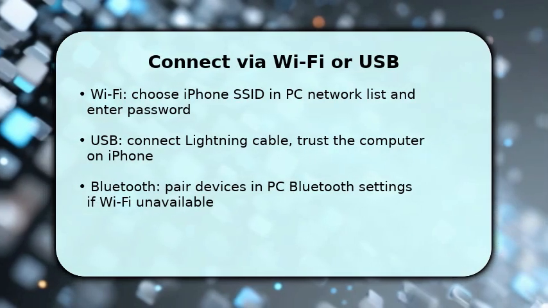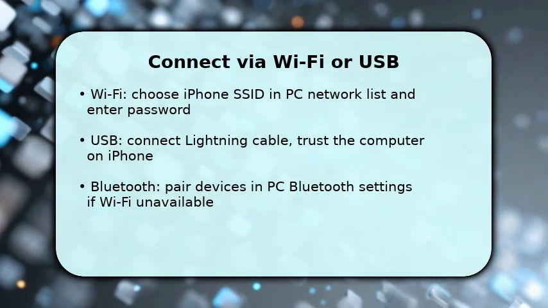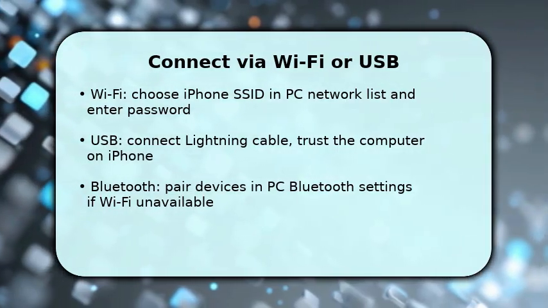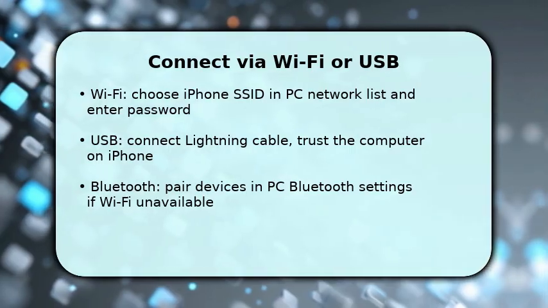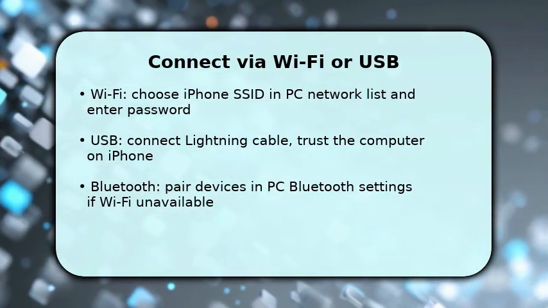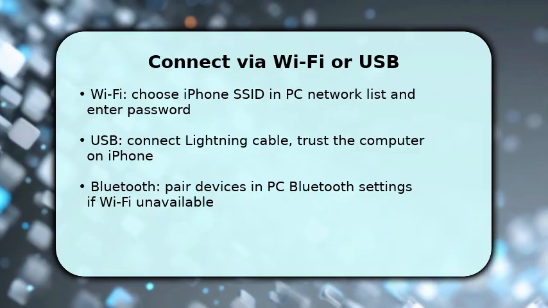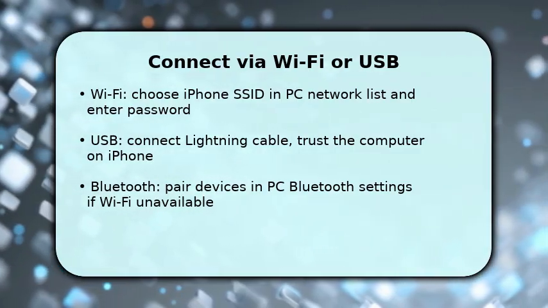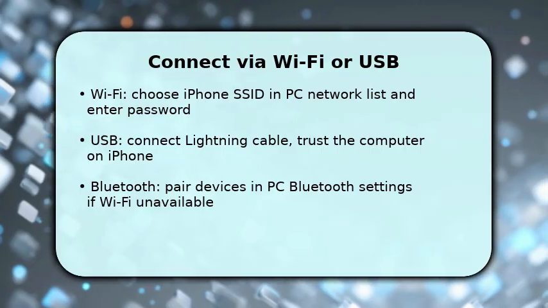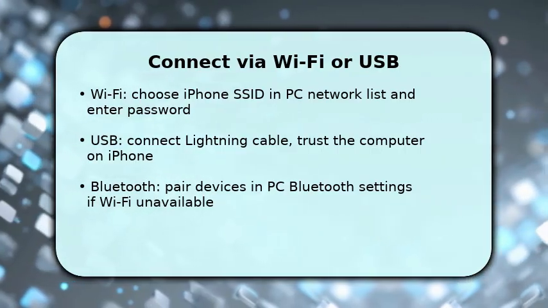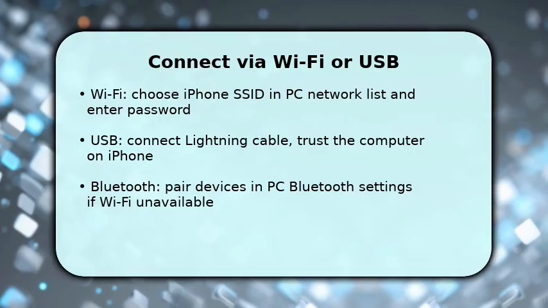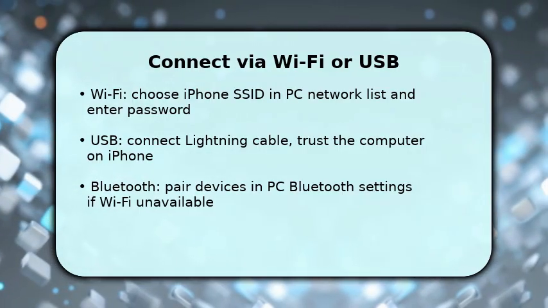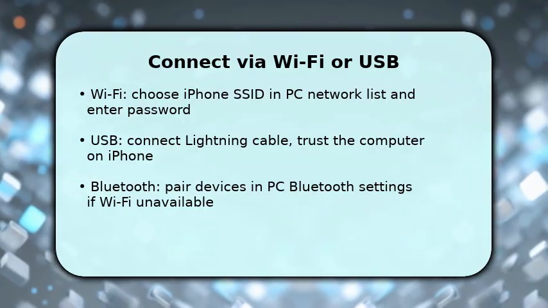Now you choose the connection method that fits. For Wi-Fi, open the PC network list, pick the iPhone SSID and enter the hotspot password. That's fastest for most tasks. For a wired link, plug the lightning cable into the PC, tap Trust on the iPhone and select the iPhone as a network adapter in Windows Network settings. If Wi-Fi or USB aren't options, pair via Bluetooth in Bluetooth settings on both devices. Then select the iPhone as the network source on the PC.